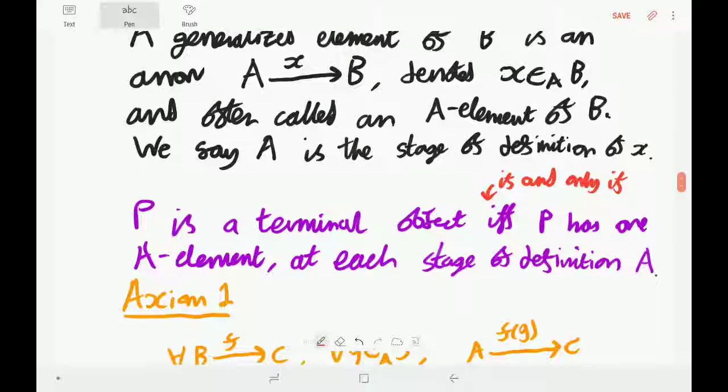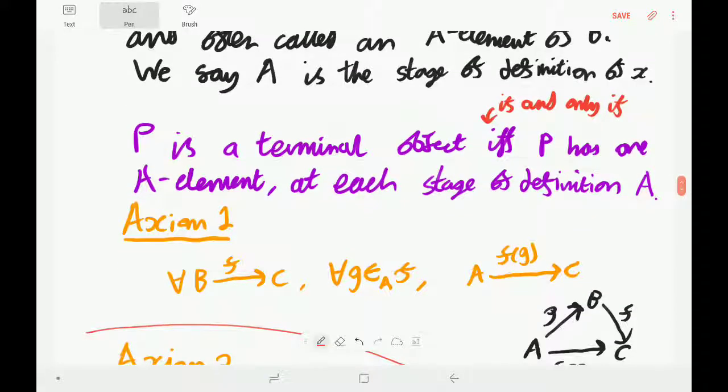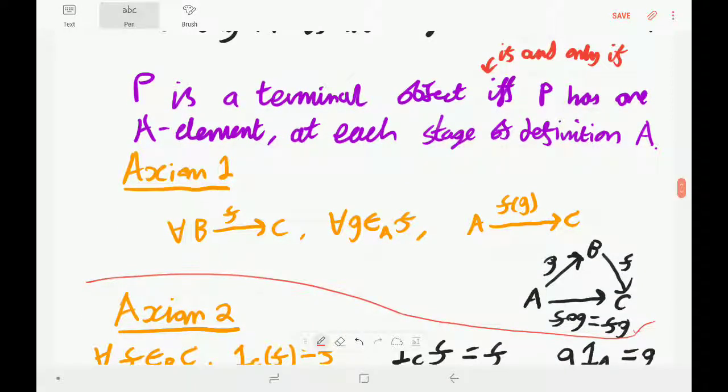Okay, it's a fancy way of saying that P has one arrow into it from every object A. Okay, also our axioms. So this first axiom is just about domains and codomains and composition. And we could say it goes like this.